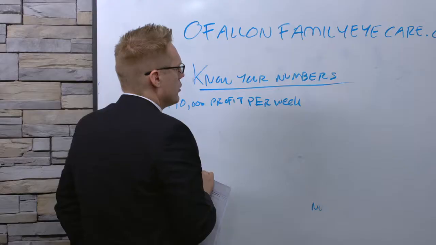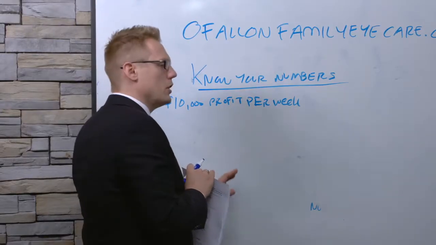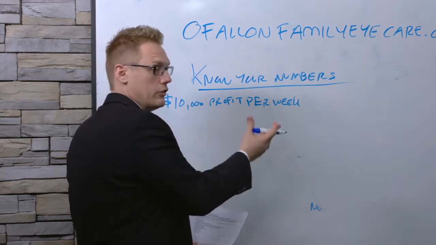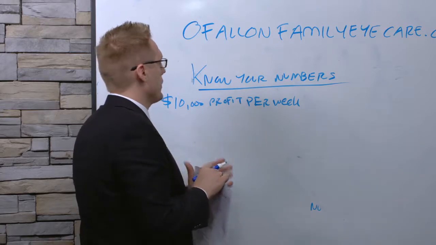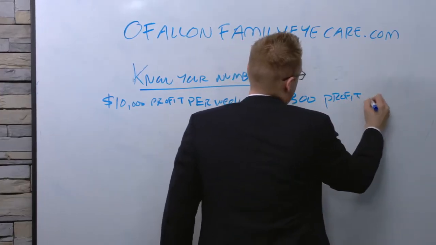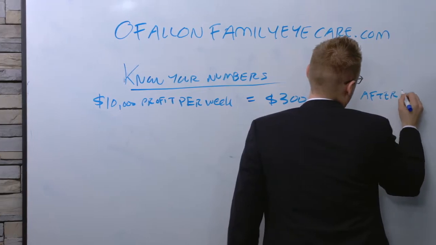Including all expenses or just the cost of goods? Really, right now, after the cost of goods and the cost of labor, what we're going to call the variable cost per patient, how much profit can be made per patient? On average, about $300. So it's $300 profit after variable costs.